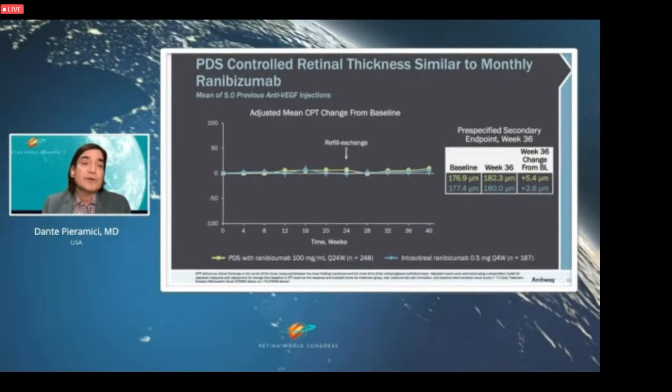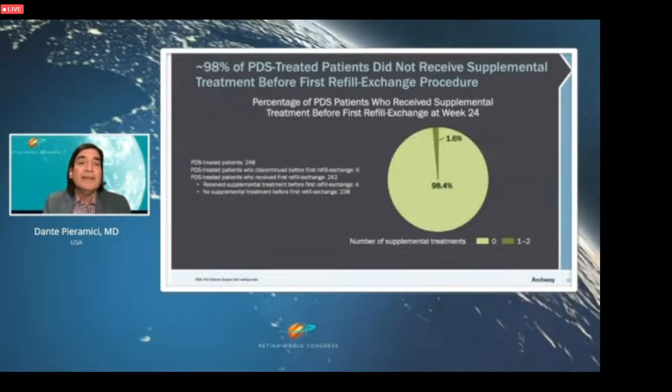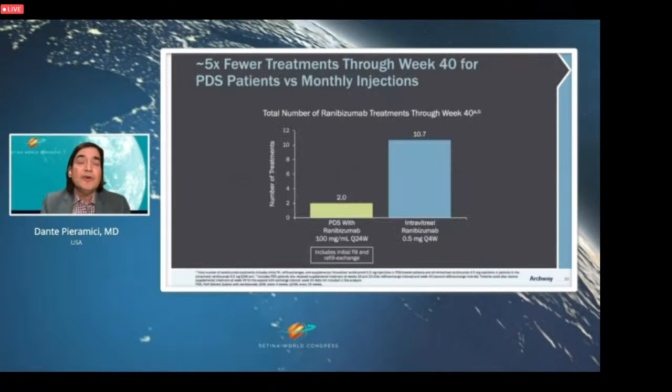OCT thicknesses, again, were identical between the PDS arm and the monthly ranibizumab arm, as you can see in the figure here. 98% of the PDS patients did not require any supplemental rescue therapy. So if we look at the burden of therapy, if we consider the initial fill of the PDS device, any subsequent rescue therapies, and the refill at 24 weeks, on average, patients needed 2 treatments. Compare this with a monthly intravitreal arm, they needed 10.7 treatments, so a 5 times fewer burden of therapy.